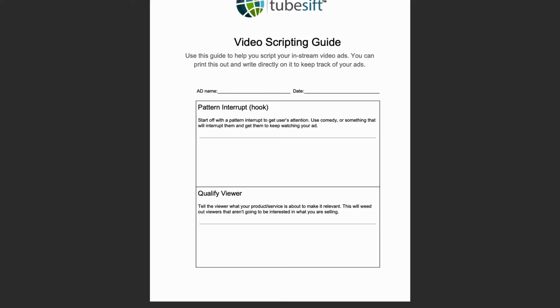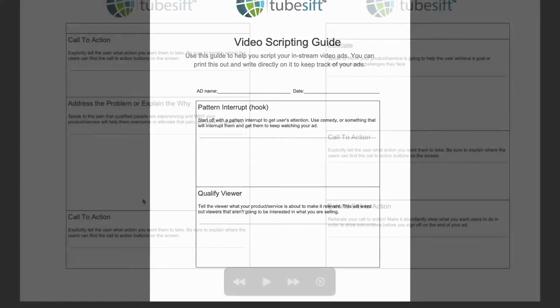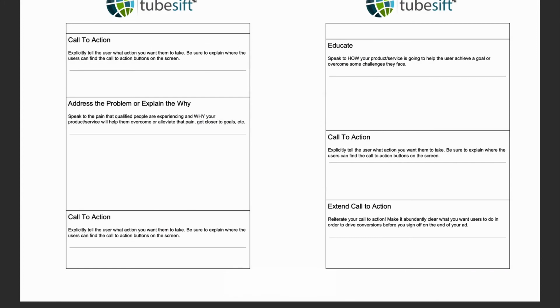We have a pattern interrupt. We qualify the viewer. And then we have a call to action, telling them what to do to solve a problem. Here we go ahead and address the problem, explain the why. We want to educate the user. And this is all interspersed with these calls to action in order to get your viewer to respond to your ad.